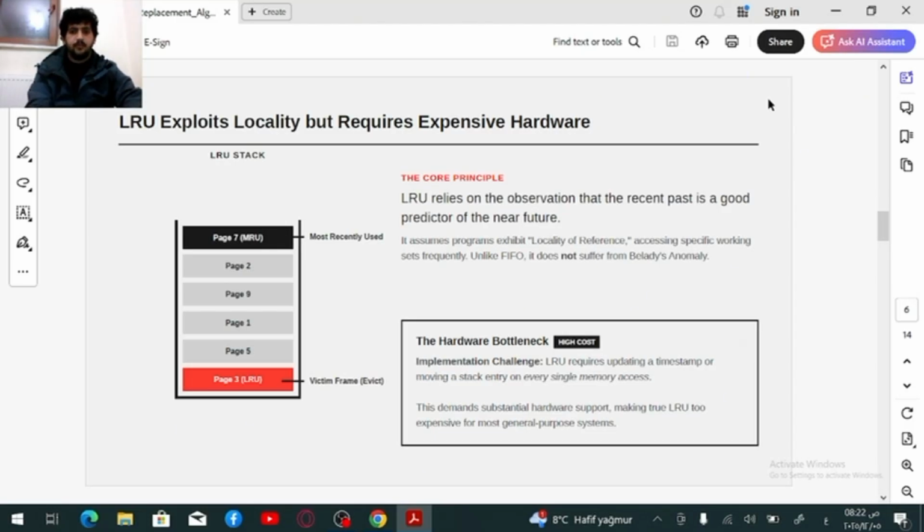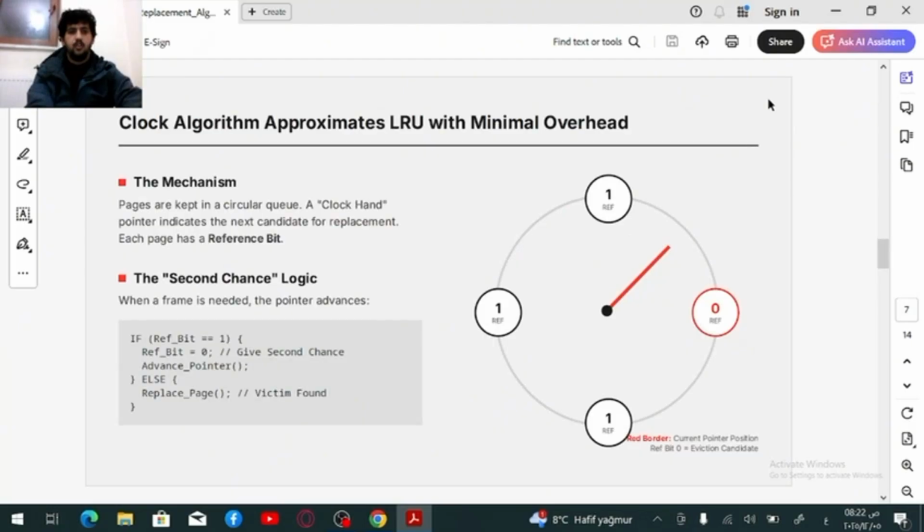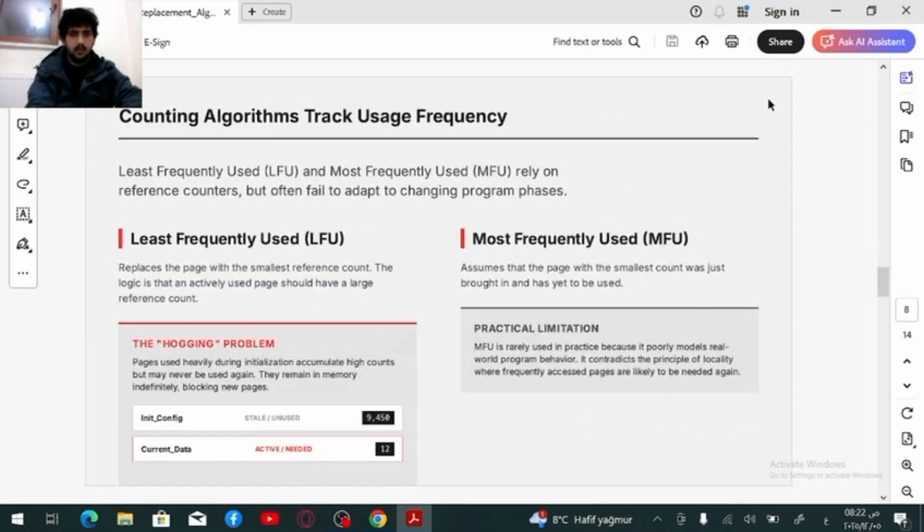Slide 8. Clock algorithm. The clock algorithm is a simple and practical version of LRU. Pages are placed in a circle and the pointer moves like the hand of a clock. Each page has a reference bit. If the bit is 1, the page gets a second chance. If it is 0, the page is replaced. This method gives good performance with low cost.